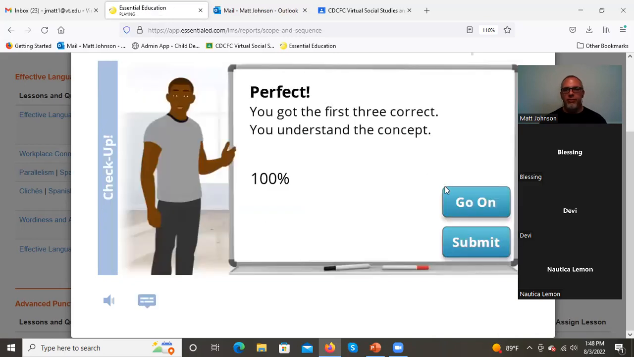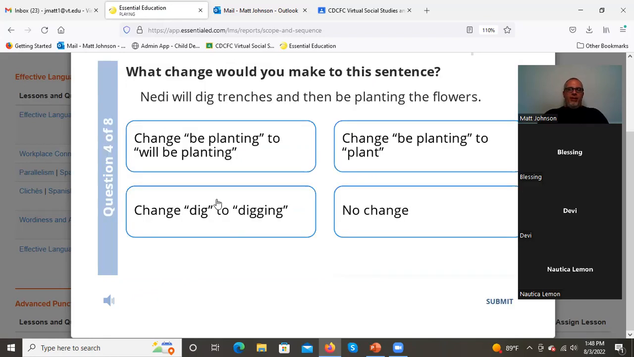And hey, perfect. Let's keep going here. "Nettie will dig trenches and then be planting the flowers." We change "be planting" to just "plant." We'll dig, right? That's our first verb. We'll dig trenches and then plant the flowers. So we just want to change "be planting" to "plant," and that will balance out the sentence.